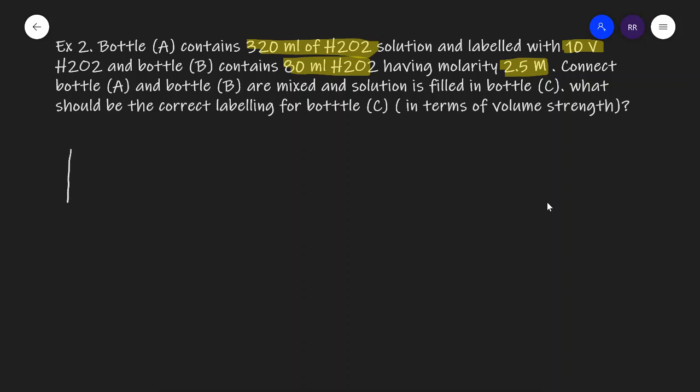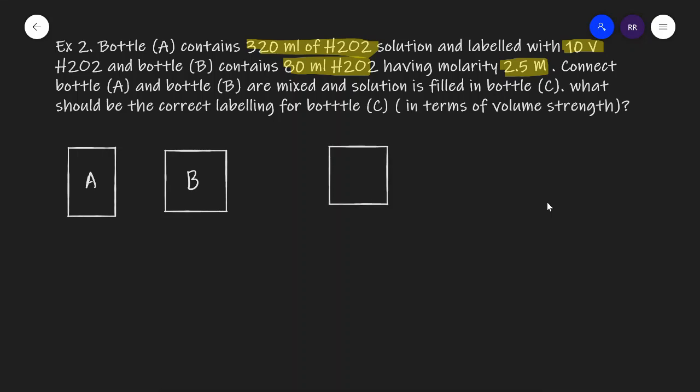So let me take two bottles. This is bottle A, another bottle B, and another bottle C. First, they have given the volume strength of the H2O2. What is the volume strength of H2O2 in bottle A? 10 volume. So from this I can find the molarity of bottle A. Molarity into 11.2 is equal to volume strength. So molarity of H2O2 in bottle A is equal to volume strength 10 by 11.2.